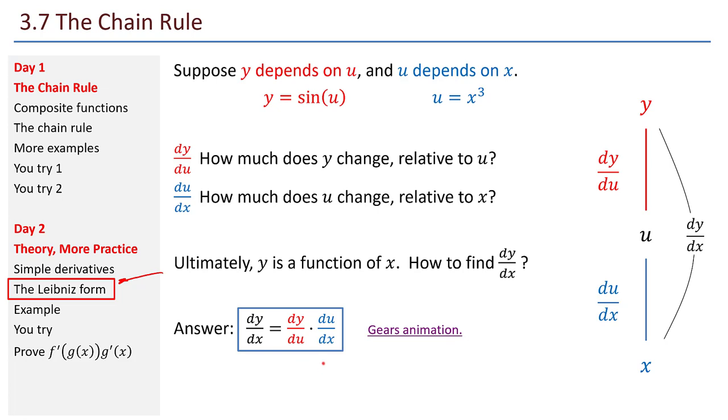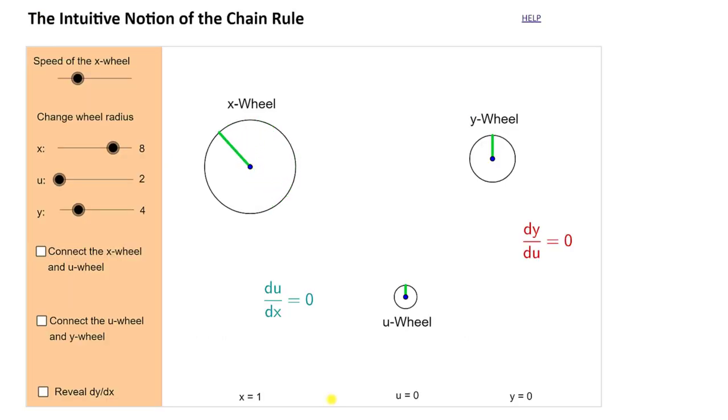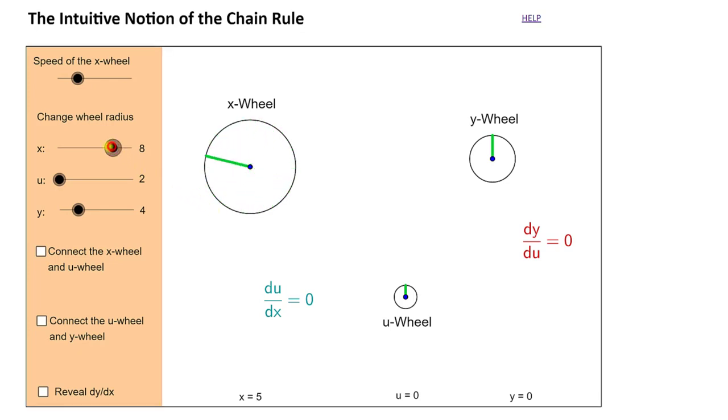I have an animation I want to show that kind of helps make this idea clear and why this is the correct formula. Here's the animation. Imagine an X wheel. The wheel is turning by some motor. The motor makes the X wheel turn, and there's a U wheel and there's a Y wheel. And the thing about these wheels, first of all, I can change their radii. I can make them bigger and smaller.